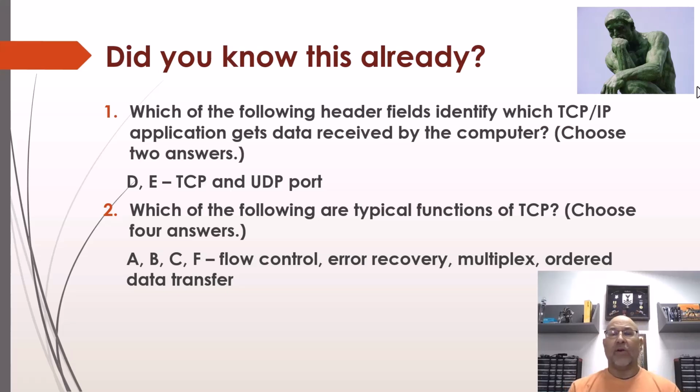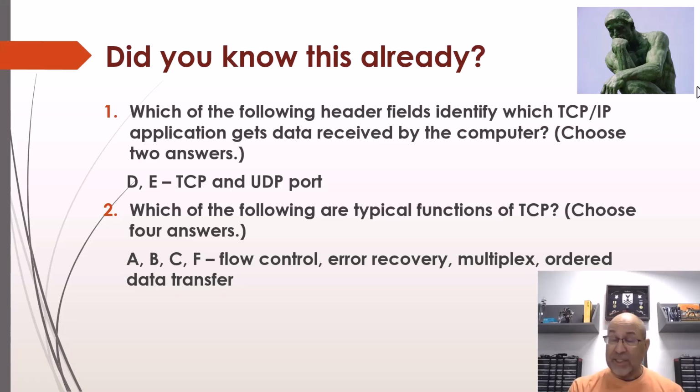Which of the following header fields identify which TCP/IP application gets data received by the computer? Choose two. Well, we know that in the client-server interaction, we're asking for the source and destination IP addresses, source and destination port numbers. But because this question had both TCP and UDP ports in there, there was no way to differentiate them, so those two are the correct answers. And this is the multiplexing that we get when we have data coming back to our computer. So D and E.